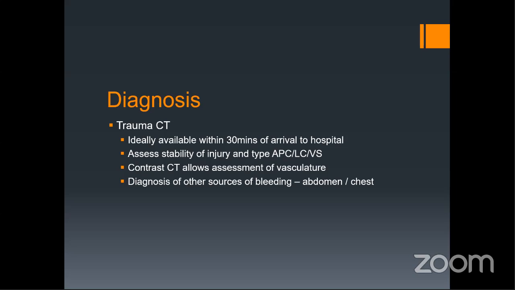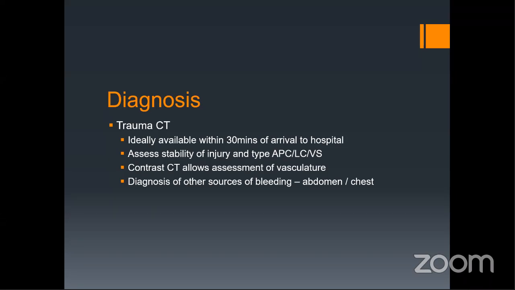So ideally, they want to be wheeled through that CT scanner within 30 minutes of arrival to the hospital, and that will allow you to assess the stability of the injury and the type of injury it is, which will hopefully give you a clue as to whether or not the pelvis is the cause of bleeding, and if so, which bit of the pelvis might be responsible for the bleeding. We'll come back to that. A contrast CT will allow assessment of the vasculature at this stage, which is again fairly important. And again, you might see arterial bleeding or venous bleeding.